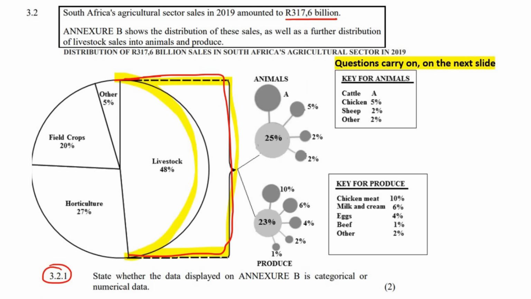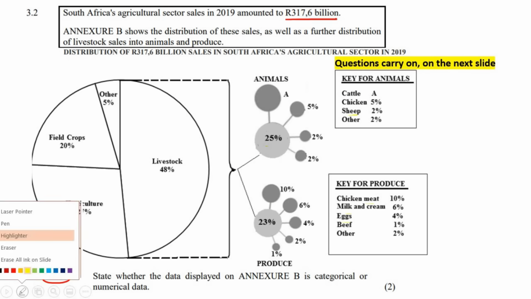Okay, and they broke it up into animals, and they broke it up into produce. Animals, things like cattle, chicken, sheep, other, that's what these are over here, okay? And then produce is the things that come from the animals, chicken meat, milk and cream, eggs, beef, and other. That's what these are for over here. Okay, so I hope that makes sense.